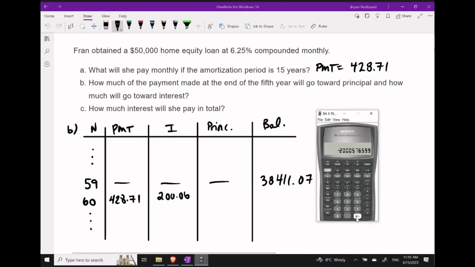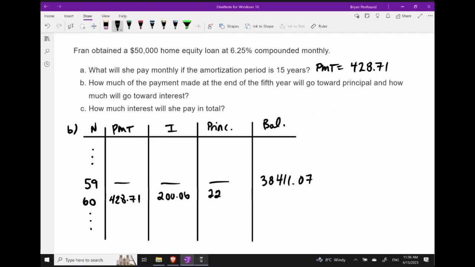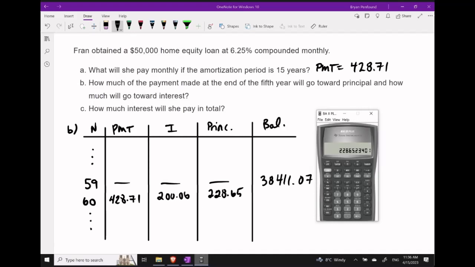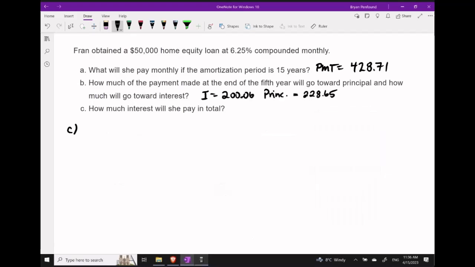Let's write down our $200.06, and then we can subtract this from our $428.71. And that should tell us how much is going to be going towards the principal balance remaining. So about $228.65.